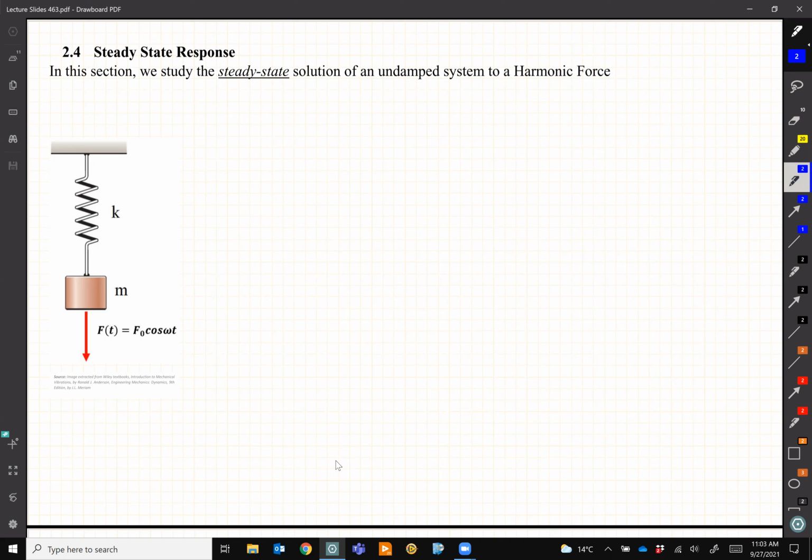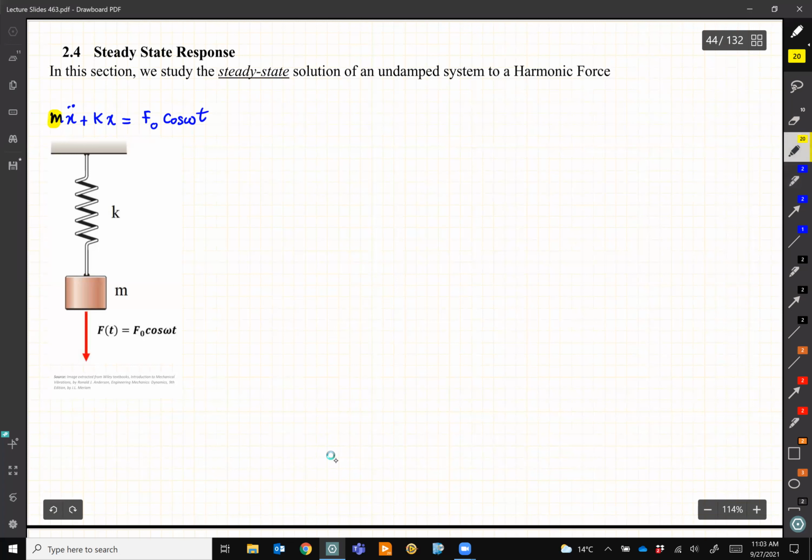We draw the equation of motion and it looks like m x double dot plus k x is equal to f0 cosine omega t. And as I said, depends on the problem. This m may not be an m, it might be something else, but a constant. Same for stiffness, which we call equivalent mass, equivalent stiffness, and this f0 can be any number, all right?